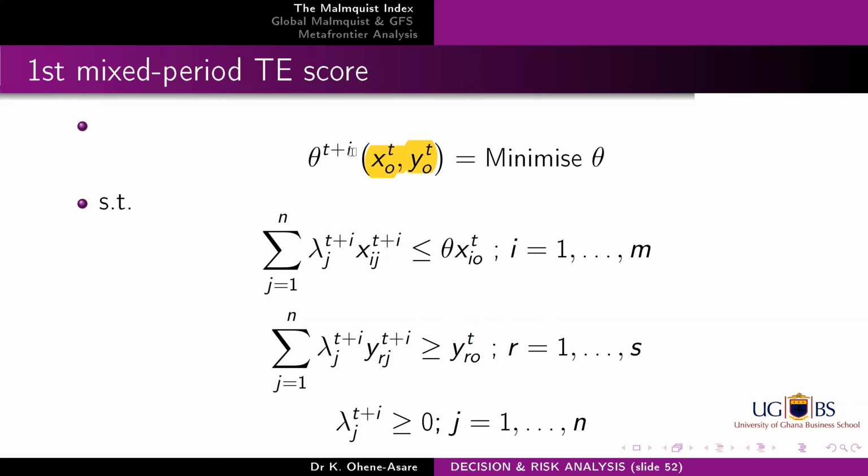Please note that the T plus I can be T plus 1 or T plus 2. You can measure the efficiency score of anybody relative to any year. The only thing is that it's easier to get for the adjacent year. So sometimes we say T plus 1, but it can be any number. You can measure the efficiency of a firm in year 2000 relative to the frontier 2009. They are not adjacent, but it's possible to do all of that.